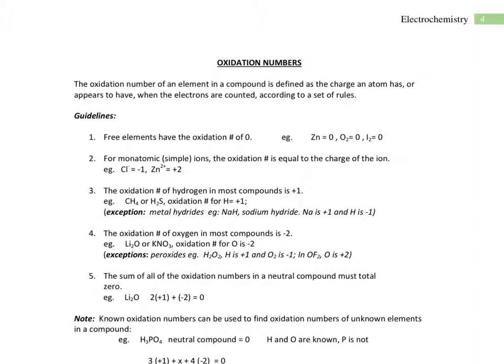In this lesson, we're going to look at oxidation numbers. The oxidation number of any element in a compound is basically defined as the charge that it has or appears to have. We know from studying elements on the periodic table that there are elements that can have multiple charges. So the oxidation number is simply the charge that it has in that compound.